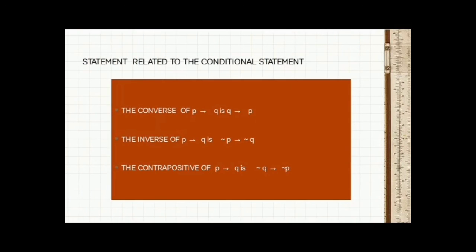We must always remember that in the converse of statements, the converse of P then Q is formed by interchanging the antecedent P with the consequent Q. While in the inverse of the statement, the inverse of P then Q is formed by negating the antecedent P and negating Q. And lastly, in the contrapositive statement, the contrapositive of P then Q is formed by negating both the antecedent P and the consequent Q and interchanging this negated statement.